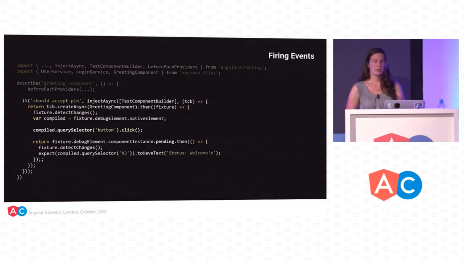And we have to remember that we need to return this inner promise so that our inject async function knows that there was more testing to be done. This is one of the reasons that I really like to have these almost passing tests, because here, this will fail, because the status should not be welcome with an X at the end, it should just be welcome. We can see that fail and know that we're actually running all of our test code, even though it's asynchronous.